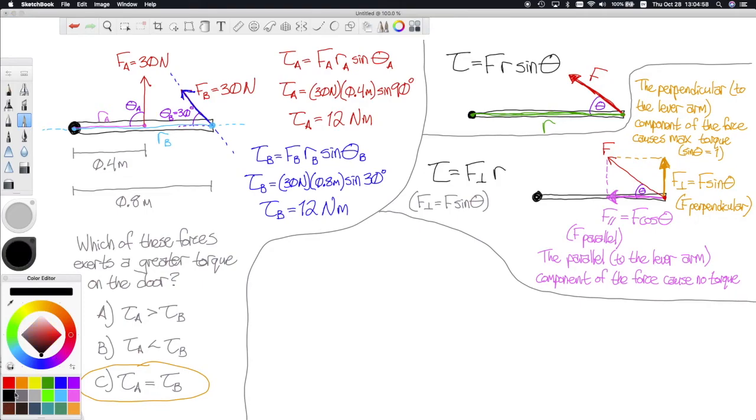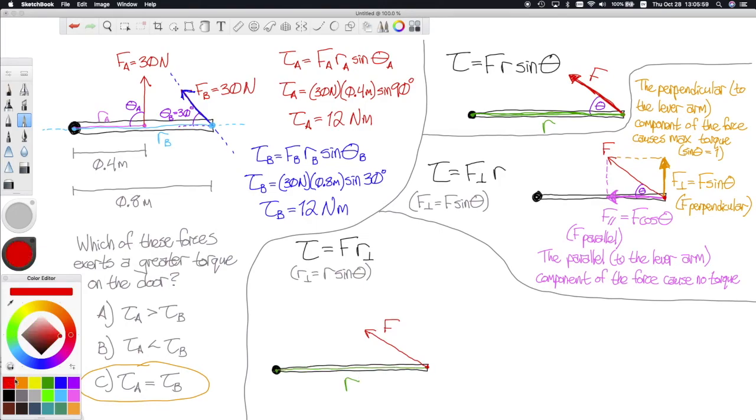The other way we can think about our F R sine theta equation is to combine R and sine of theta together. So we get torque is equal to F times R perpendicular, where, like before, the R perpendicular is just combining the R and the sine of theta into one term. So to show you what this means, I need to draw another picture.